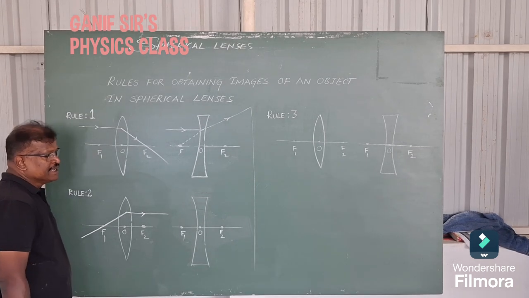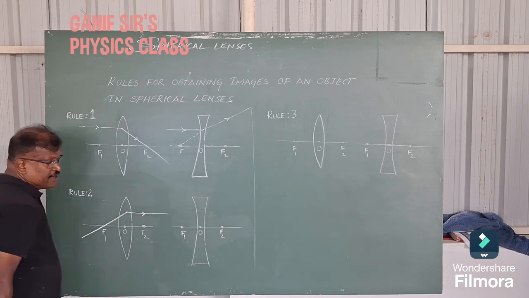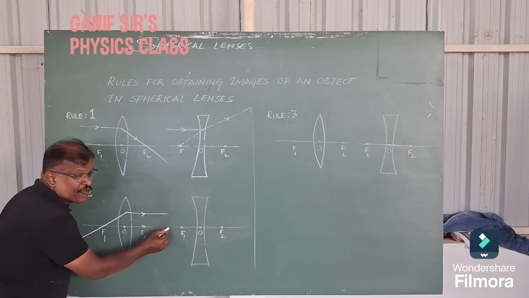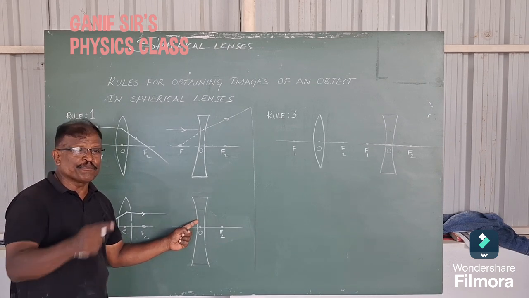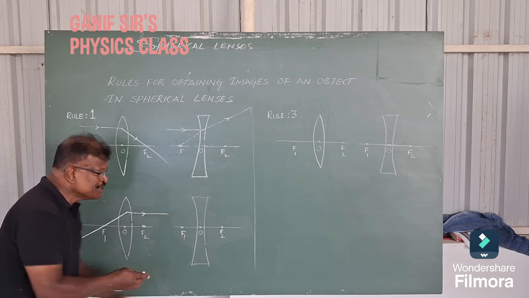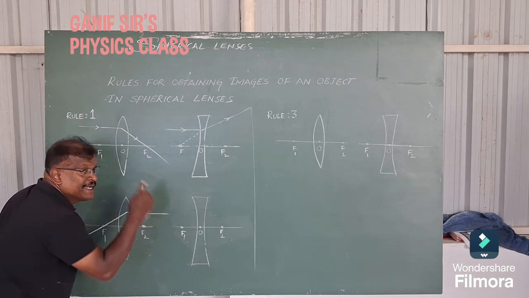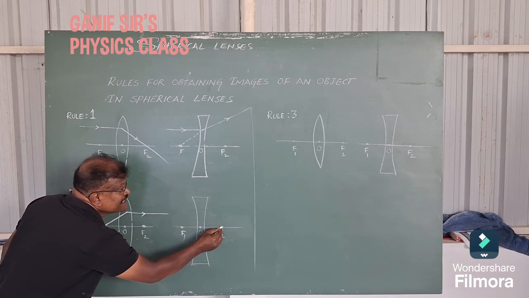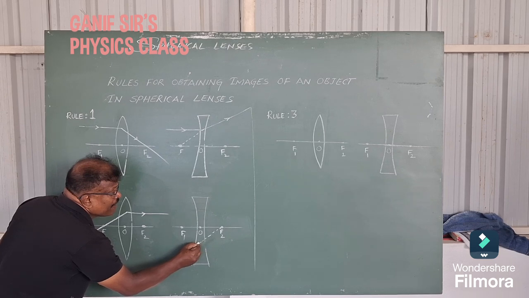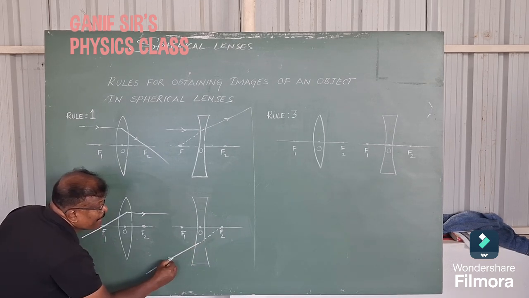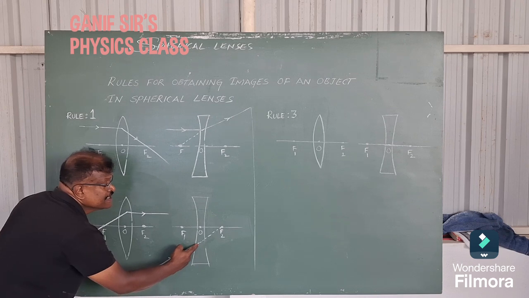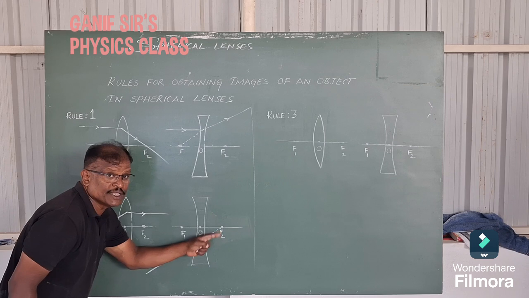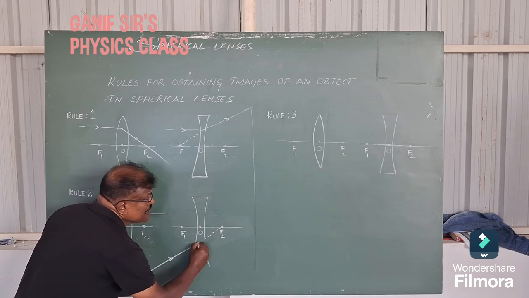Yes. And now, in case of concave lens, what happens? I cannot pass it through principal focus because concave lens doesn't have a real principal focus. So I cannot pass through F1, but I can aim to pass through F2 from this side. This is how I am aiming. I am passing the light towards this principal focus, which is virtual, and after refraction what happens? It becomes parallel.